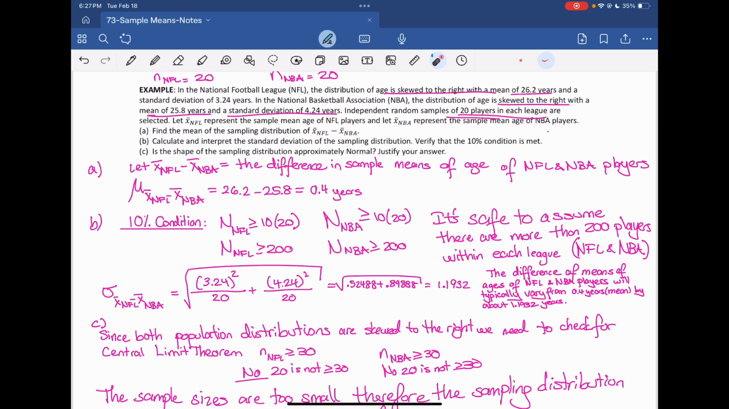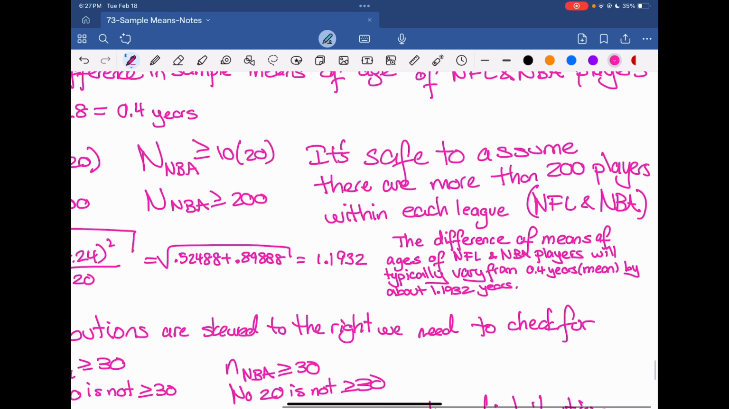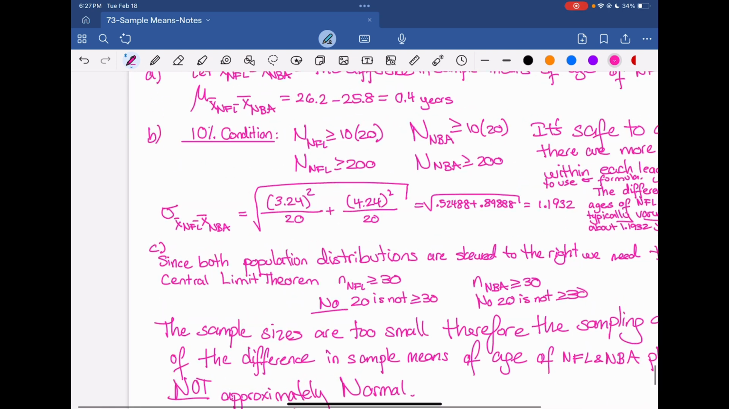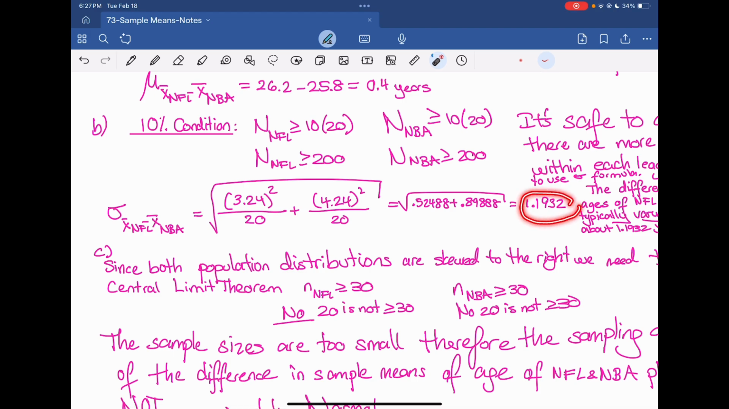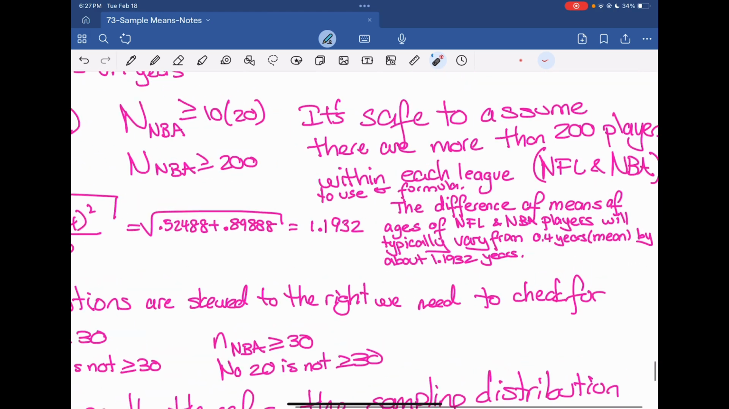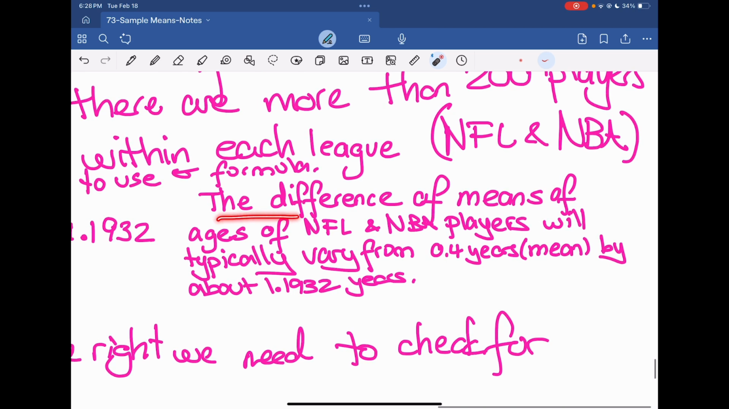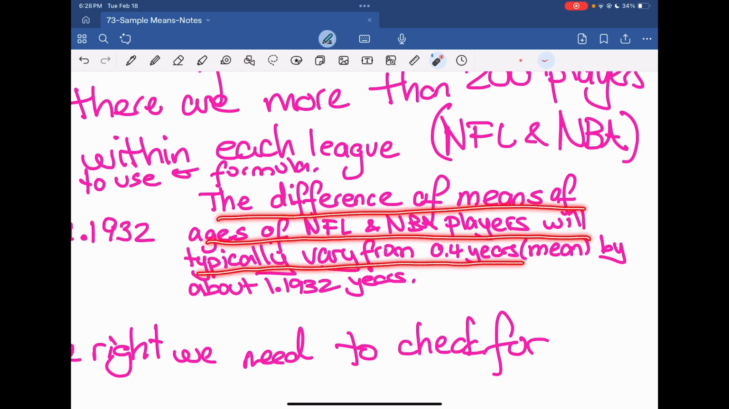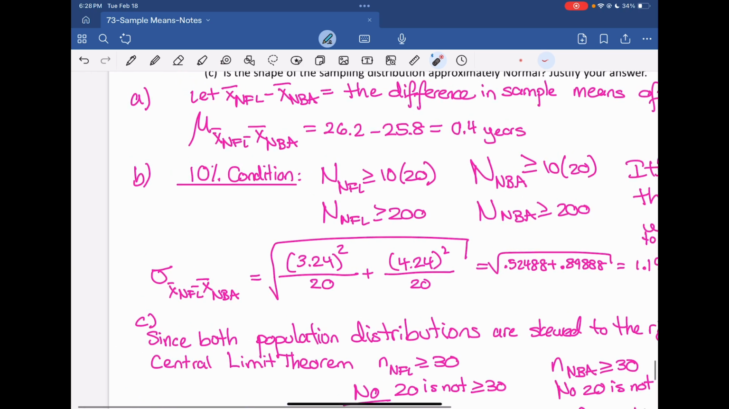And then, to use the sigma formula, of course I forgot that. Alrighty, and here's the sigma formula, and we find that it is 1.1932, and it says interpret it. The difference of the means of the ages of NFL and NBA players will typically vary from 0.4 years, which is the mean, by about 1.1932 years. And that's interpreting your sigma.